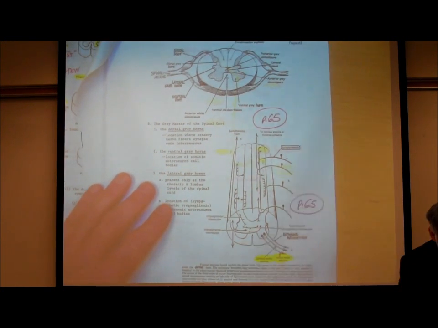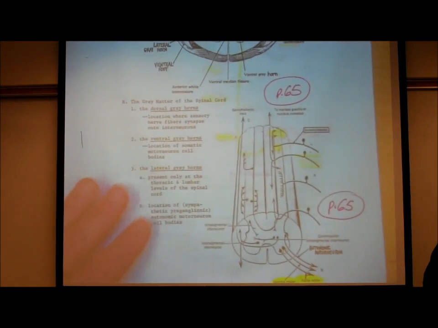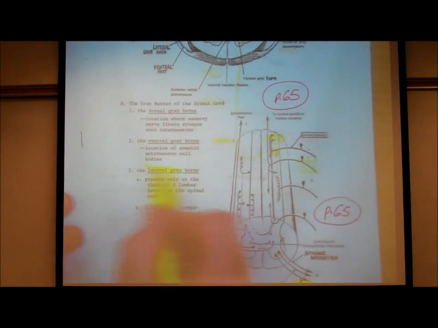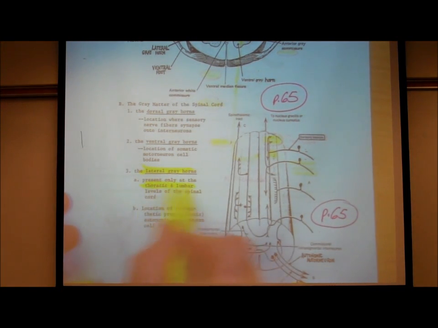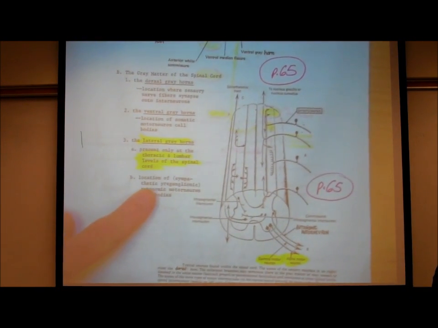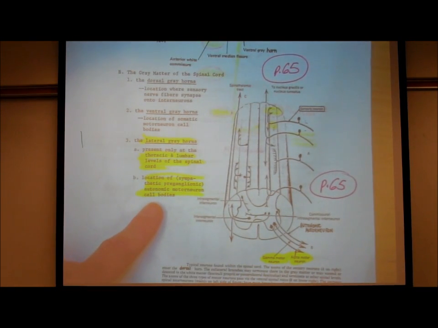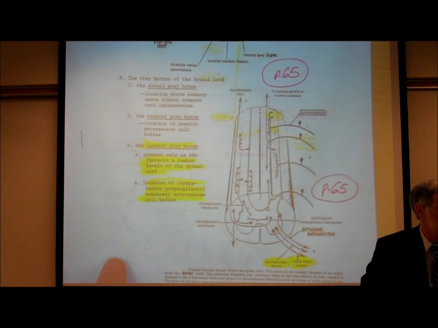And now let's look at what I wrote about the lateral gray horns one more time. First of all, where are the lateral gray horns? They're only located at the thoracic and lumbar levels of the spinal cord. And what is it? It's the location of the sympathetic preganglionic autonomic motor neuron cell bodies.